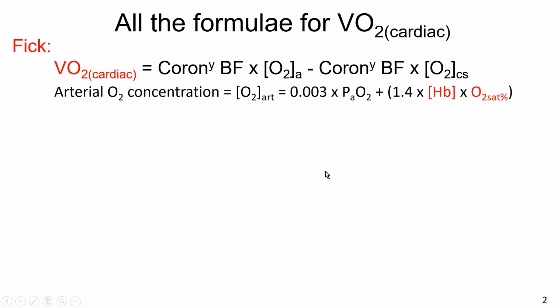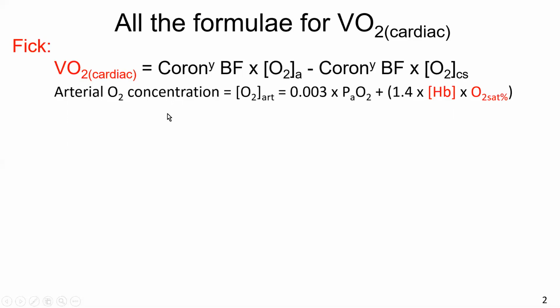So I'm just going over the formulas that were in the other videos. The Fick formula for the heart, which is really talking about the oxygen supply and hopefully oxygen demand being met by oxygen supply, is the Fick cardiac VO2 formula. It is equal to coronary artery blood flow times the oxygen concentration in the arterial system, minus coronary artery blood flow times the oxygen concentration in the vein draining the heart, the coronary sinus, the main vein draining the heart, equivalent to mixed venous blood for the whole body. So these have equivalents across the whole body.